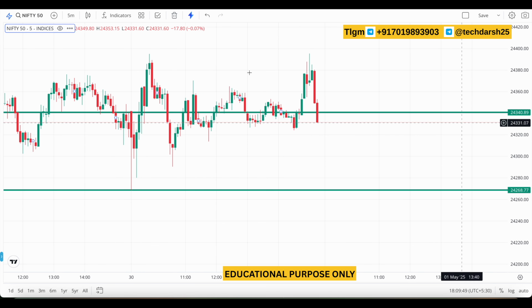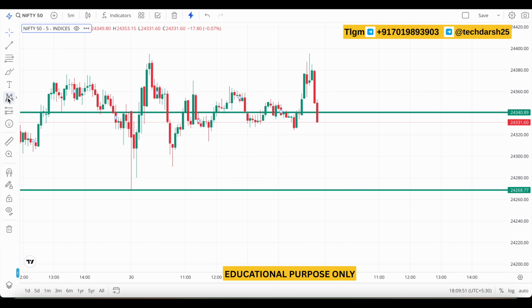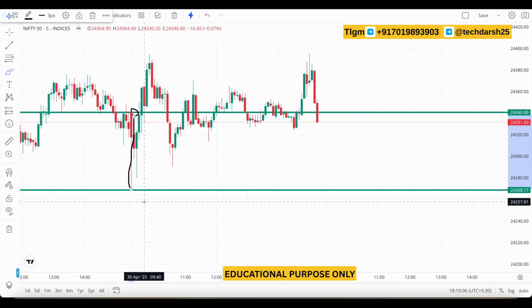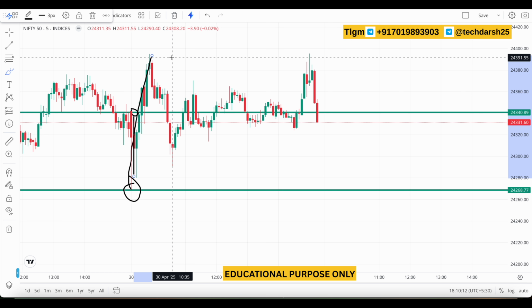Looking at the end of the day chart analysis of Nifty 50 here, as you can see, this is how the market has performed. Today the market opened somewhere around 24,342. Somewhere over here is where the market opened, and after opening it came down at the opening itself and made its lowest point at 24,268. After touching this lowest point, the market went up till here.